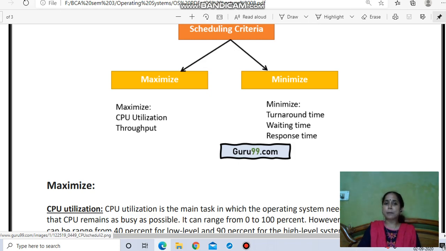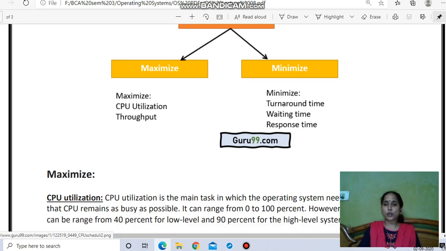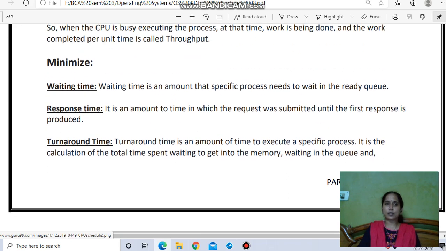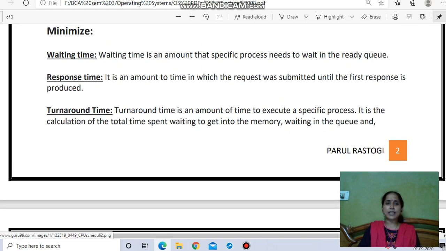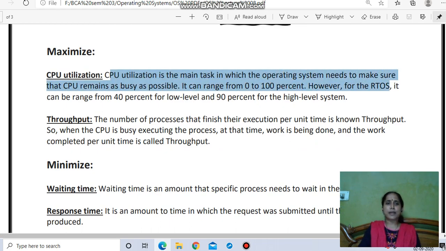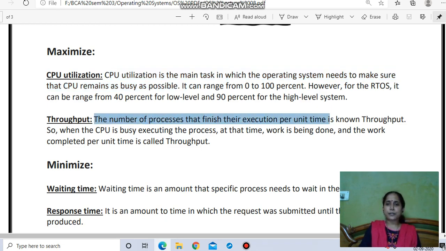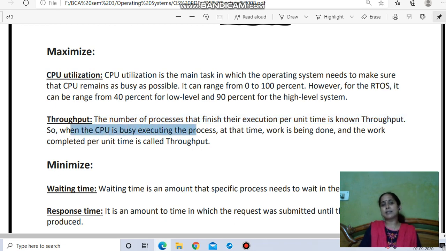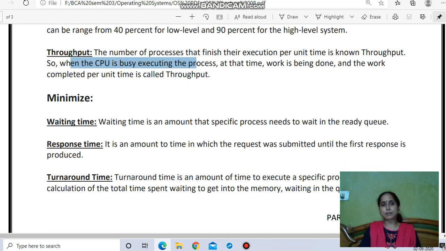क्या मैक्सिमाइज करना है, CPU यूटिलाइजेशन और थ्रूपुट को, क्या मिनिमाइज करना है, टर्न अराउंड टाइम, वेटिंग टाइम एंड रिस्पॉन्स टाइम, जिसको हमने शॉर्ट में अभी देखा, उसी का इलेबोरेशन है ये. We have to maximize, as we said, CPU utilization. The main task in which the operating system needs to make sure CPU remains as busy as possible. Okay, and number of processes that finish their execution per unit time is known as throughput. So जितना busy CPU होगा उतना ज़्यादा उसका throughput होगा सिस्टम का.